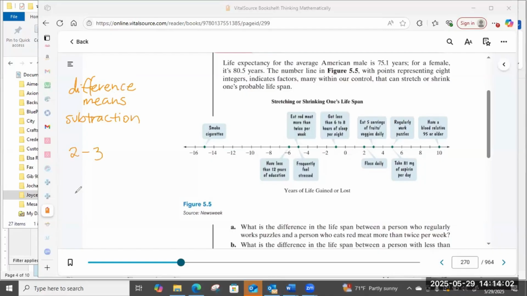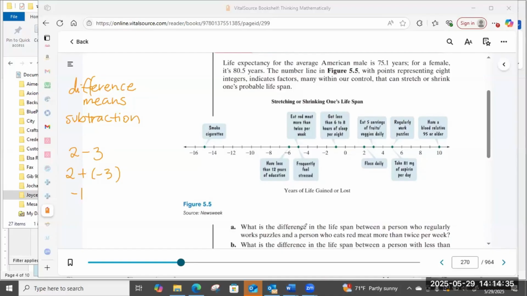2 minus 3. Remember, when we subtract 2 minus 3, we can think of this as 2 plus -3. And then to add these two numbers, we're going to subtract their difference, which is 1. And then because this one has a bigger absolute value, we keep its sign. So the difference between 2 and 3 is -1. So keep that in mind as you're working on these problems.